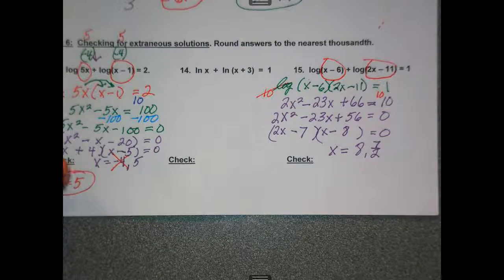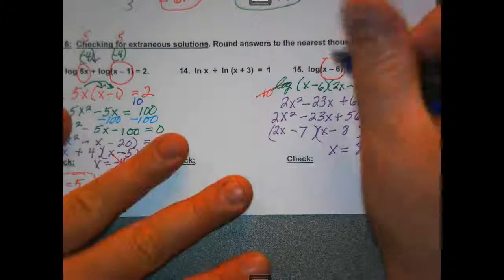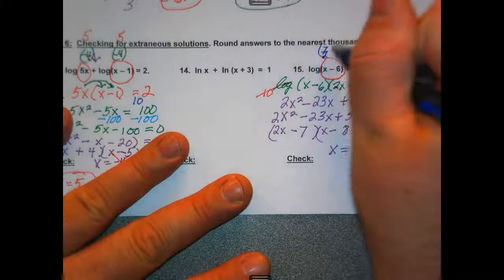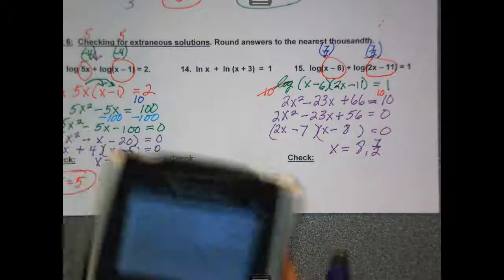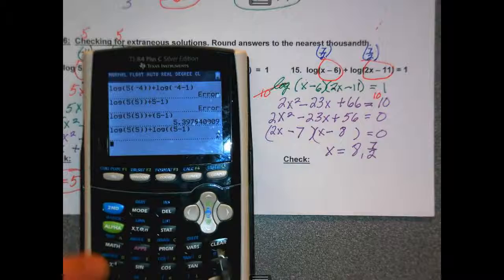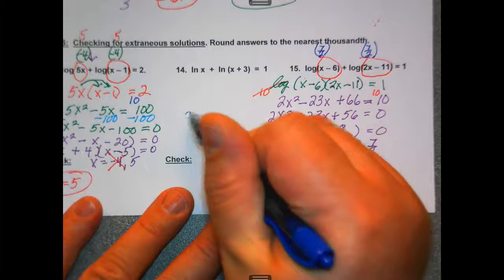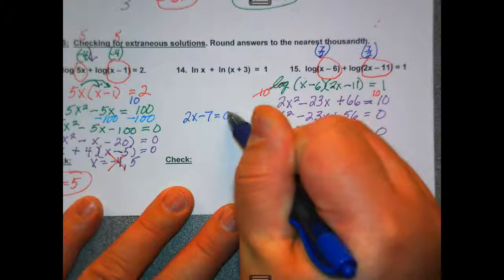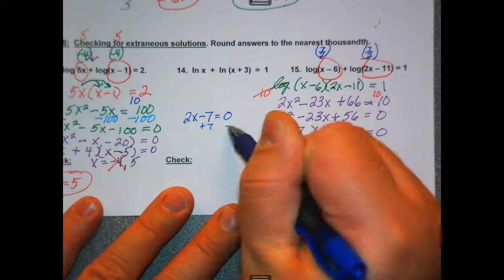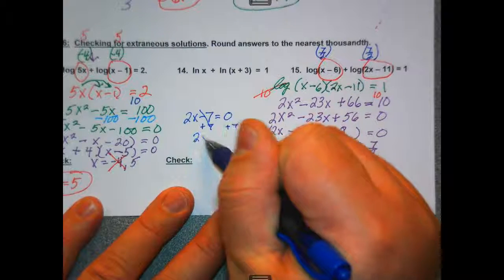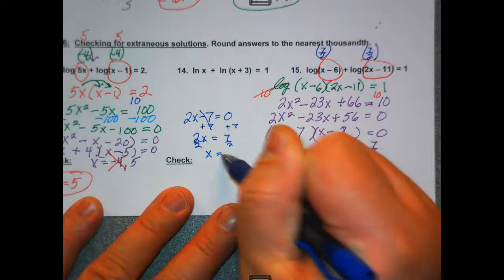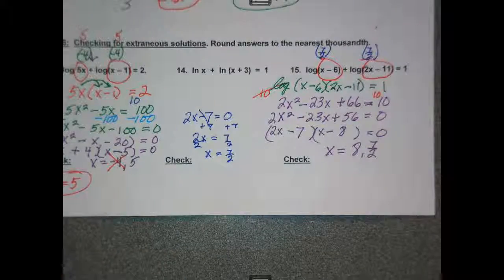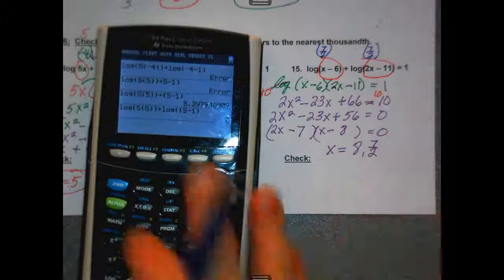Okay, since we have a fraction, let's do that first because I know how much you guys love fractions. So plug in 7/2 for x. Are you ready, kids? I'm taking 2x minus 7 equal to 0. I'm going to add 7 to both sides. Leaves me with 2x equals 7, divide by 2, so x equals 7/2. Okay? All right, let's check 7/2.